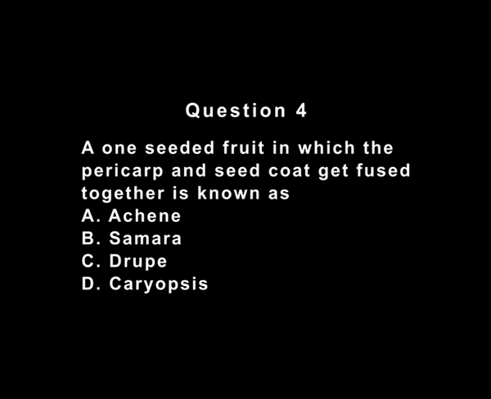Number 4. One-seeded fruit in which the pericarp and seed coat get fused together is known as A, achene, B, samara, C, drupe, and D, caryopsis. We are looking for a one-seeded fruit with the pericarp and seed coat fused together. That describes caryopsis. So option D is the answer.